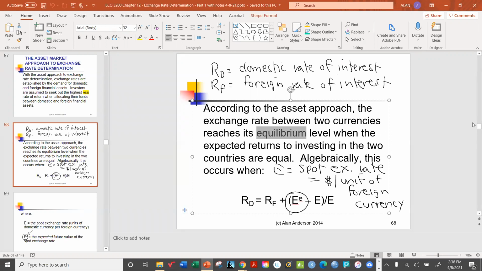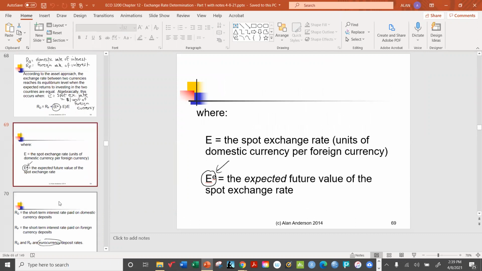This relationship is supposed to hold in equilibrium, but there can be times in which it is violated. Now, of course, if it is violated, we would expect adjustments to take place, primarily with the exchange rates themselves, which would bring the relationship back into balance. Okay, so anyway, how does this thing work? Well, we'll first start out by defining a few key terms.